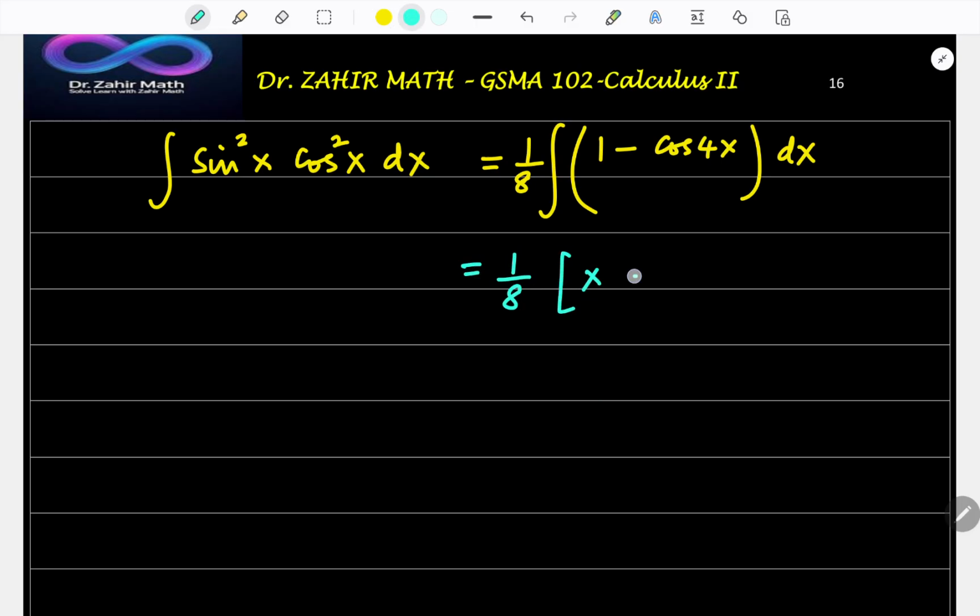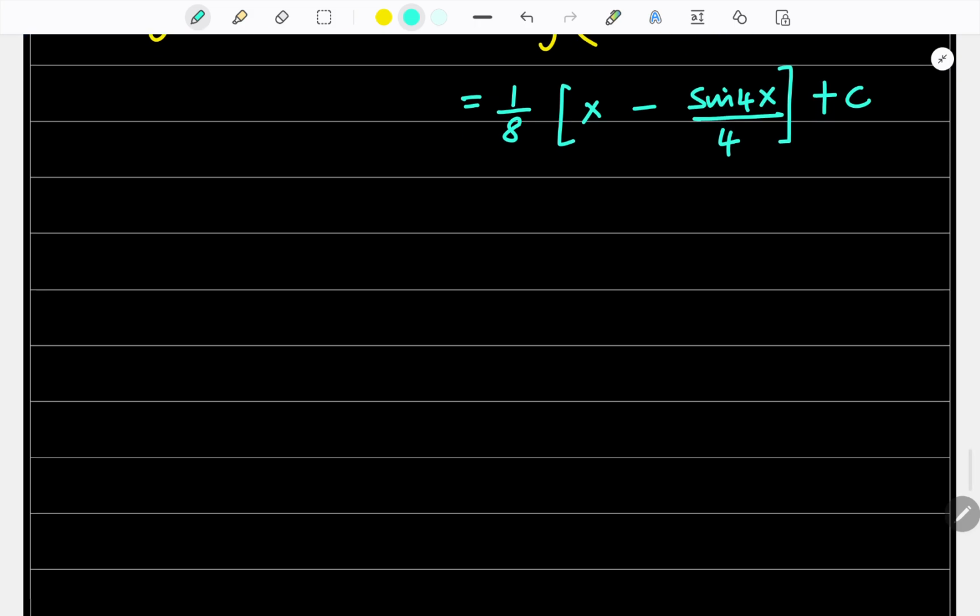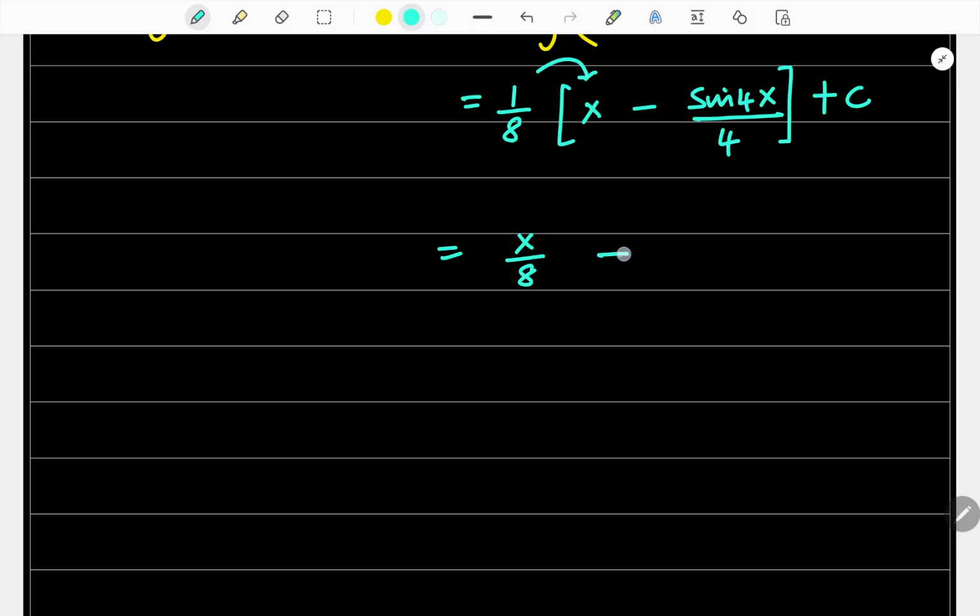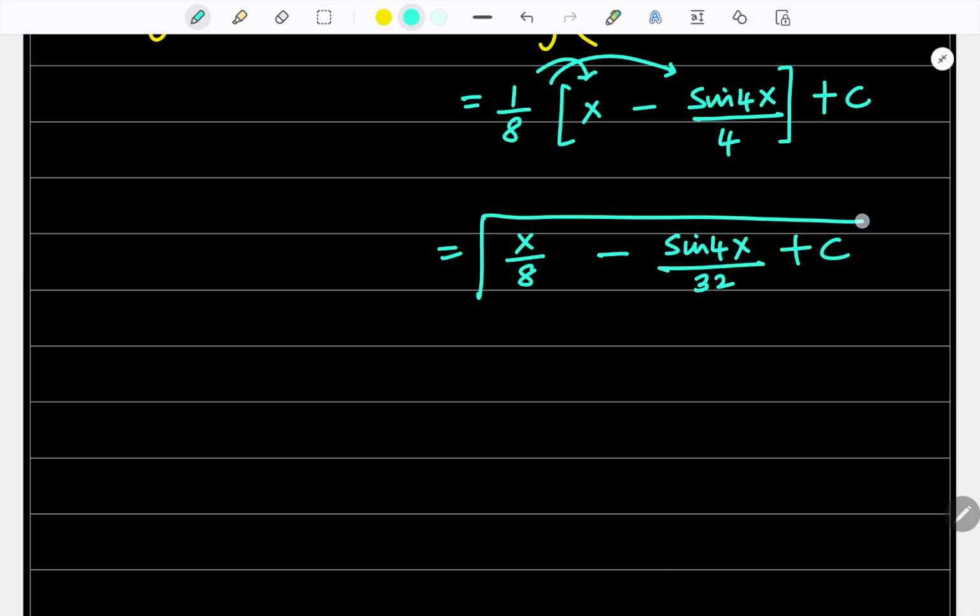What is the integration of 1? x. What is the integration of cosine 4x? Which is sin 4x divided by what? 4. Plus integrating constant c. So this equals x divided by 8, minus, taking the 1 by 8 inside, sin 4x divided by 8 times 4, which is 32, plus integrating constant c. Lovely question.